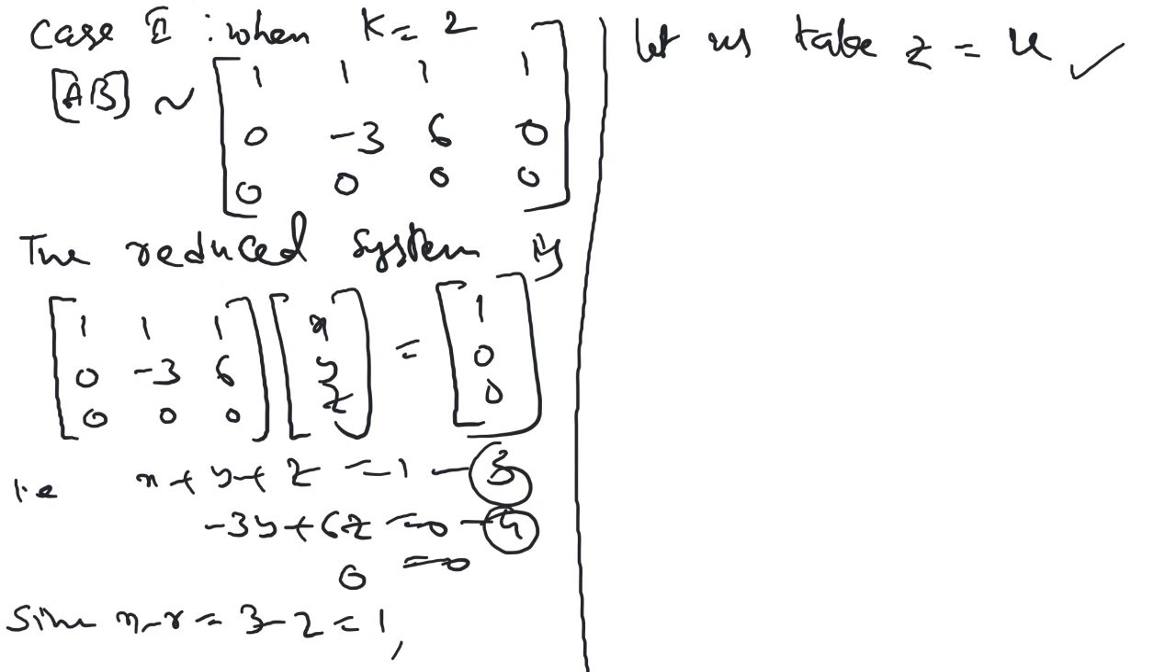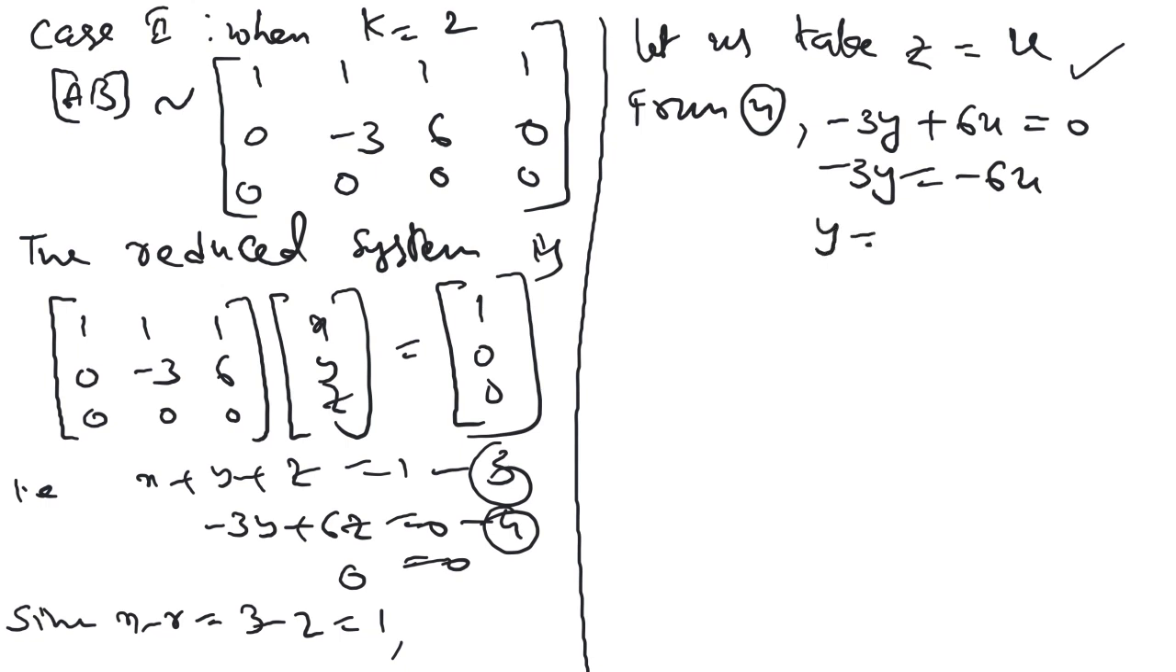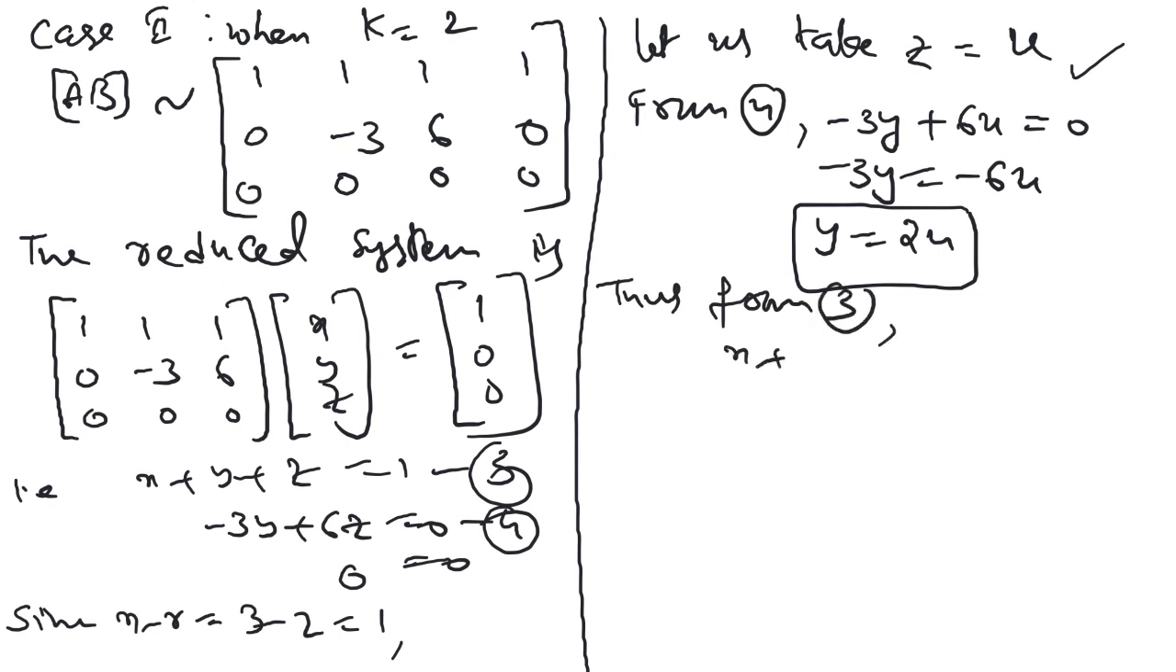Now from 4, applying this in 4: minus 3y plus 6 into u equal to 0, so minus 3y is equal to minus 6u, consequently y is equal to minus 6 by minus 3, so this is 2u. Thus from 3, x plus y plus z equal to 1, the value of y is 2u and z is u, so that implies the value of x is 1 minus 3u.